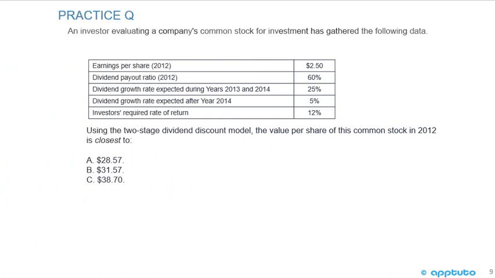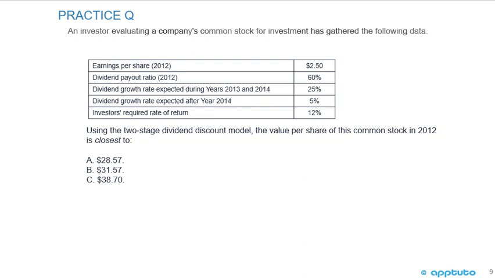Okay, one of the tips that I say is sometimes when I see a table like this, I'm going to read down at the question first. And so when I look at the table, I know what I'm looking for. So it says using a two-stage dividend discount model, the value per share of this common stock in 2012 is A, $28.57, B, $31.57, or C, $38.70.